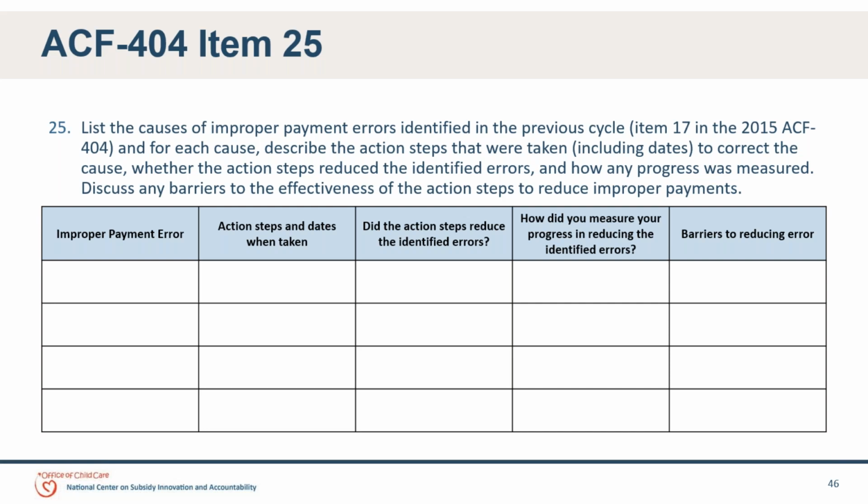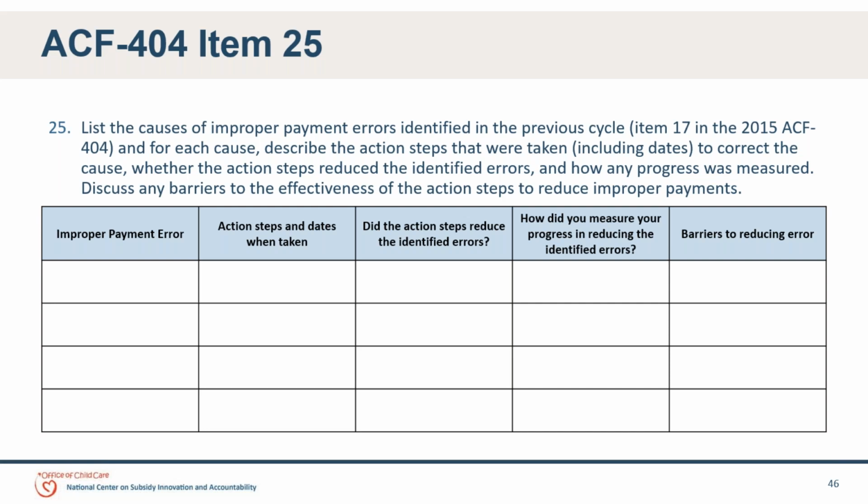So in the second column, you'll describe the actions that were fully implemented or progress made towards full implementation, including dates and how progress toward implementation was monitored. You'll also include here any additional action steps that were taken, even if they were not included in that prior report. You'll then describe the impact that the actions had on reducing improper payment errors, how progress was measured, and any barriers or setbacks to reducing the error.